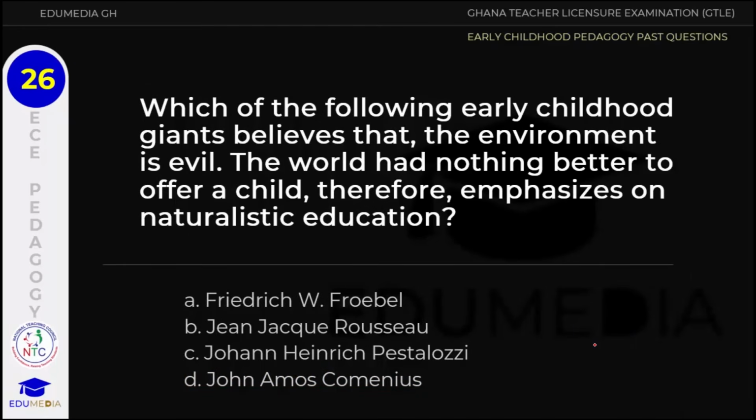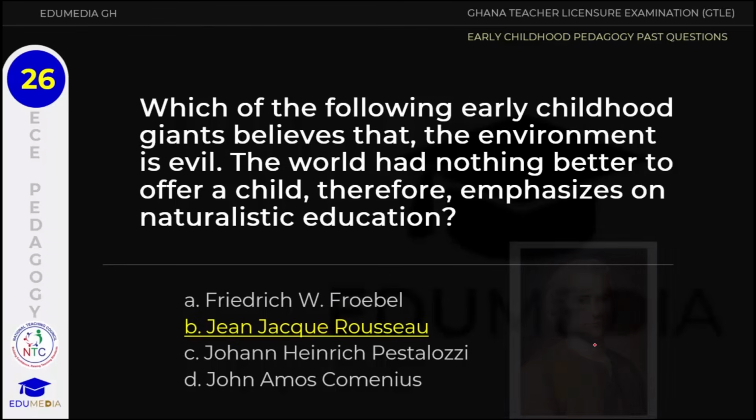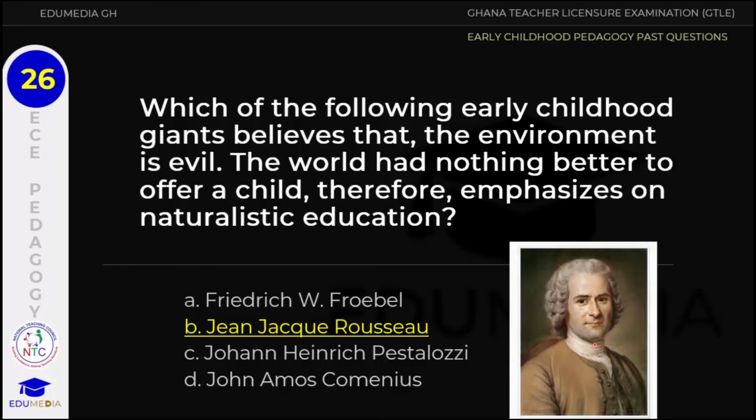Question 26. Which of the following early childhood giants believes that the environment is able? The world had nothing better to offer a child. Therefore, emphasis on naturalistic education. Respondents are A. Frederick Froebel, Jean Rousseau, Johann Heinrich, then John Amos Comenius. The correct answer is Jean Rousseau. So Rousseau is a French philosopher and educator who believed that human nature was good, but corrupted by society and civilization.